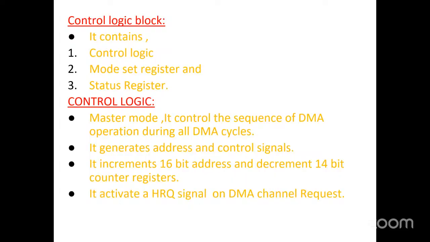Next, it activates hold request and DMA channel request. Slave mode is disabled. ఏంటిది, స్లేవ్ మోడ్ ఈస్ డిసేబుల్డ్? అది మాస్టర్గా ఉన్నప్పుడు స్లేవ్ మోడ్ ఎలా ఉంటుంది, డిసేబుల్ అంతే. So once the process is given authority to 8257, that 8257 acts as a master. So obviously the slave mode will be disabled.